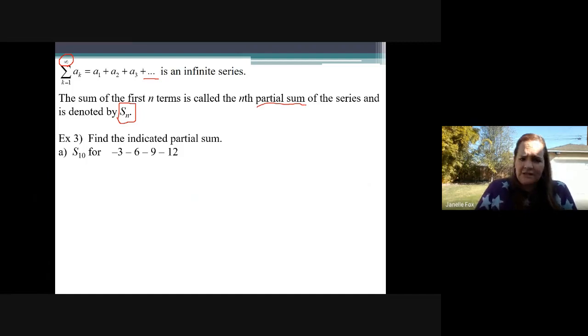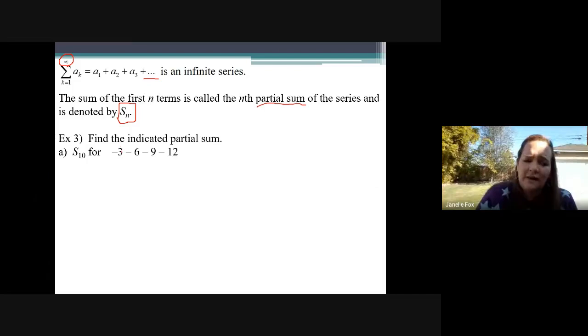Okay, so here's our first example. It says find the indicated partial sum. So it's telling us that we're going to find s sub 10 for this lovely series right here. Okay, but here's the problem. They did not write this in sigma notation, right? And they didn't even write 10 of the terms. Wow. That's a bummer. Okay, but not a big deal. We're just going to write out all the terms, and then we'll put them in our calculator.